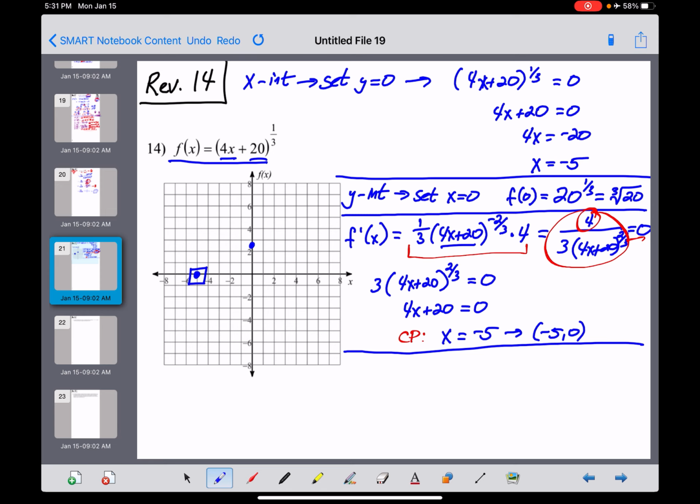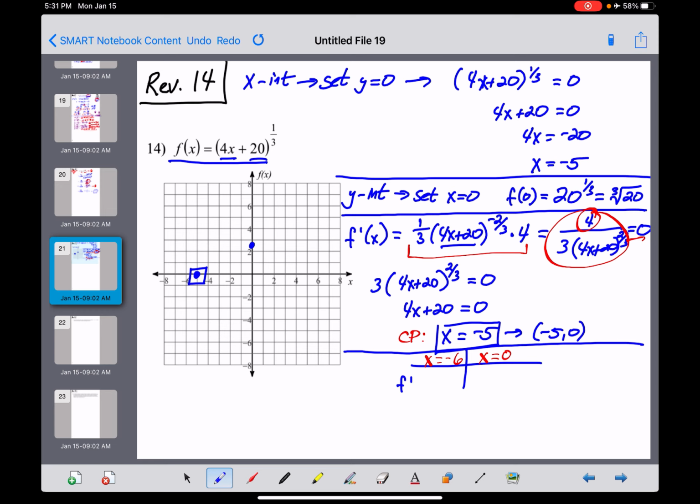Now, they did ask us to go further, though. Open intervals where the function is increasing and decreasing. So this is where I would make my little sign chart right here. Pick an x value less than negative 5. How about negative 6? And something greater than negative 5. How about 0? That's probably the easiest way to handle that. And let's put those two test values into our first derivative, f prime.